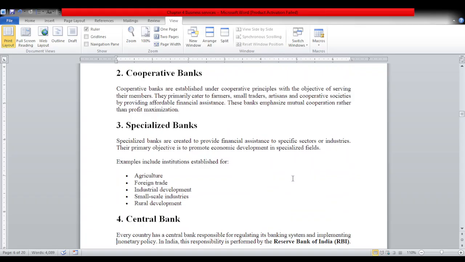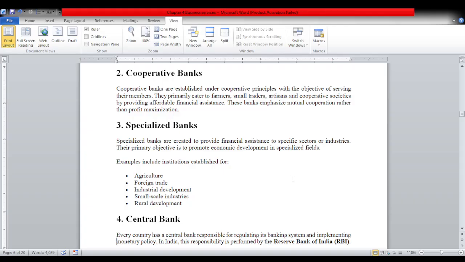that is the cooperative bank. Cooperative banks are established under the cooperative principle with the objective of serving their members. So these kinds of banks are designed to serve their members, because only the members of these particular banks will help each other. They primarily cater to farmers, small traders, artisans, and cooperative societies by providing affordable financial assistance. The members of these banks collect money and store it in a particular account, and they provide money to farmers, small traders, artisans, and other society members as and when required. These banks emphasize mutual cooperation rather than profit maximization.